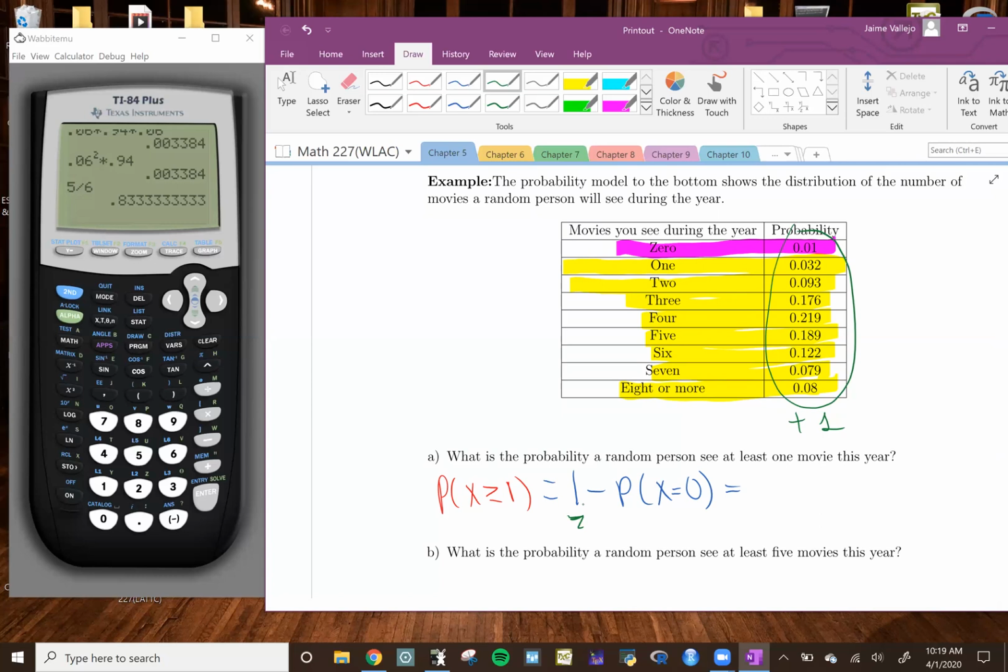So for this one, we're going to do 1 minus the probability of 0, which is 0.01. And if you do that, you get 0.99, or 99%. All right, and that's it for A. Any questions in regard to A?